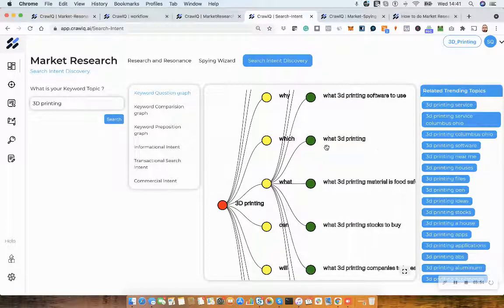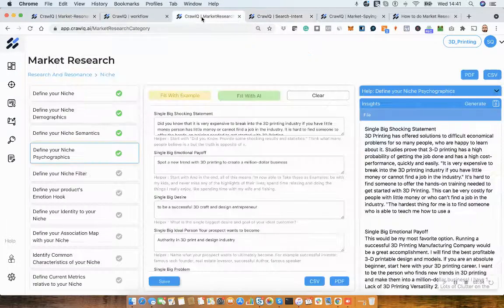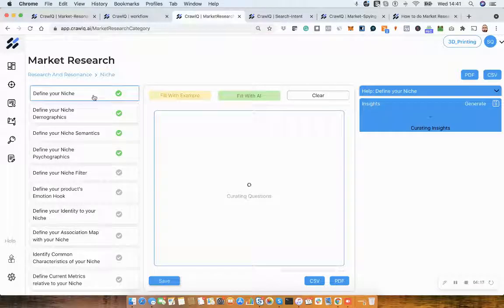In the search intent, you can understand what different topics are trending on 3D printing, for example here. And you can take the help of this graph, where you will understand what types of trending questions are coming up in search about 3D printing. So these are the helper functions to help you refine your idea. And once you refine your idea, you can come back here again and start fresh.